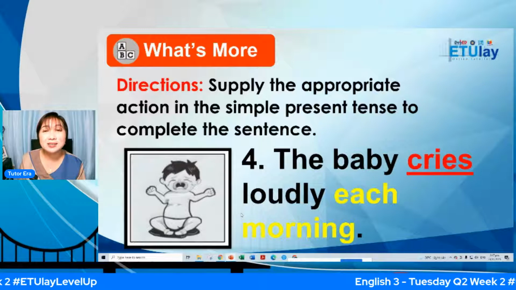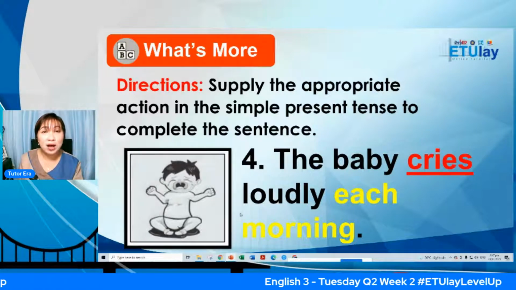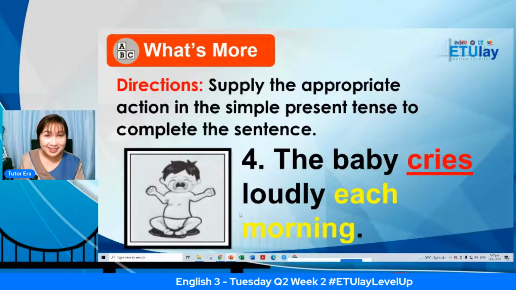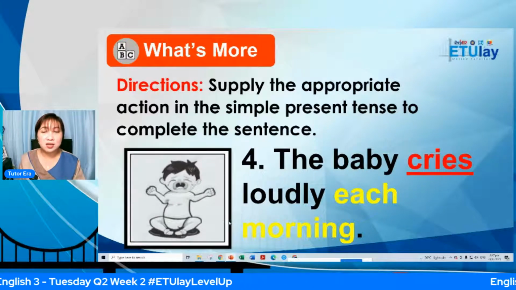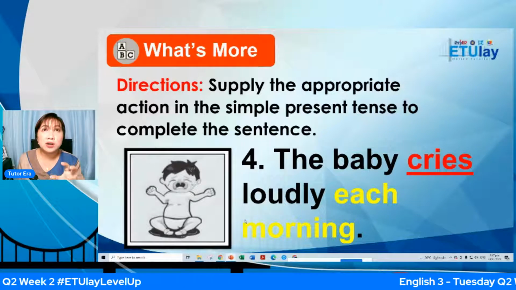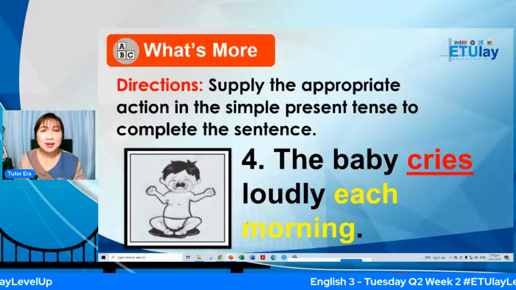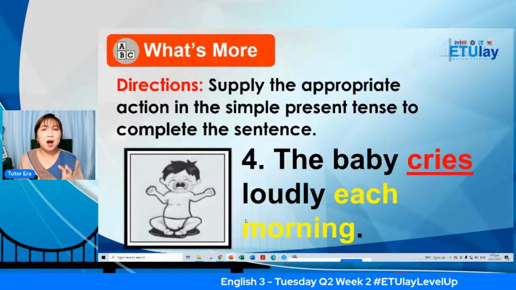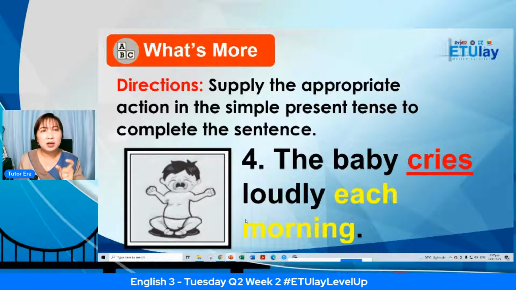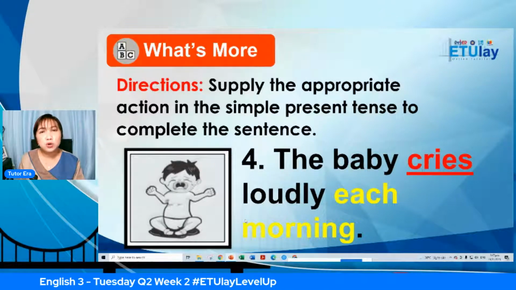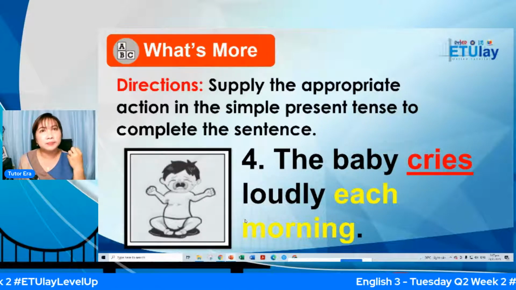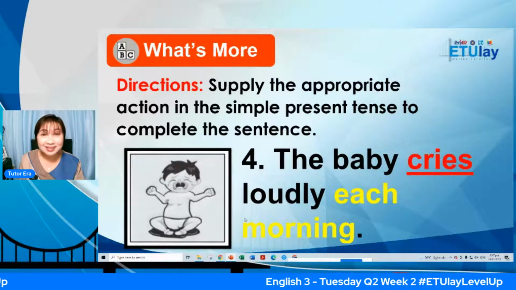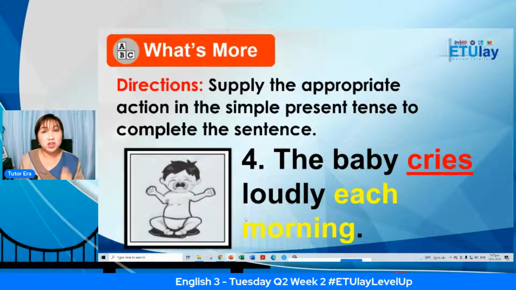So what have you noticed? From y, c-r-y, we change y to i and then add the es. So the baby cries loudly each morning. The words you have seen highlighted in yellow are words or signals that show a habitual action, an action that is repeatedly done, and the general truth.